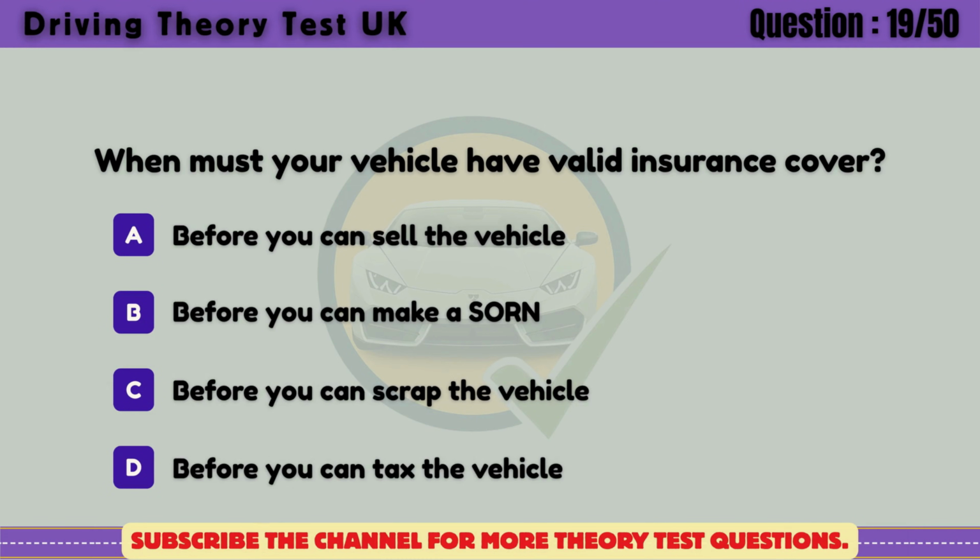Question 19. When must your vehicle have valid insurance cover? Option A. Before you can sell the vehicle. B. Before you can make a SORN. C. Before you can scrap the vehicle. D. Before you can tax the vehicle.